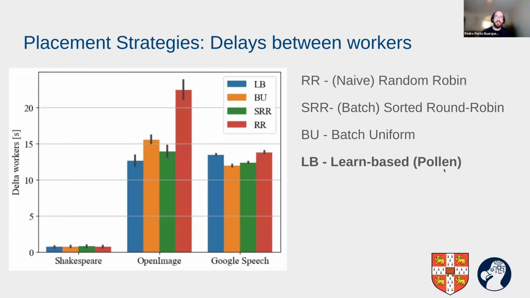So what we are trying to see here is the minimum delta between the best and the second best workers. Again, we have the three data sets that we saw. We noticed that on the Shakespeare one, all of these methods kind of behave the same, but this is because Shakespeare requires very few clients per round.